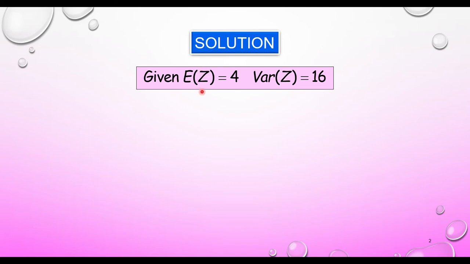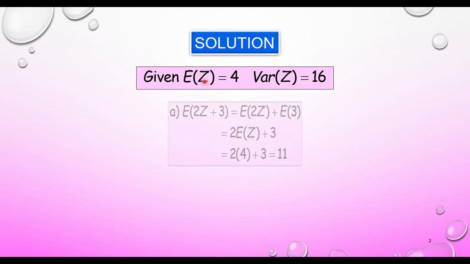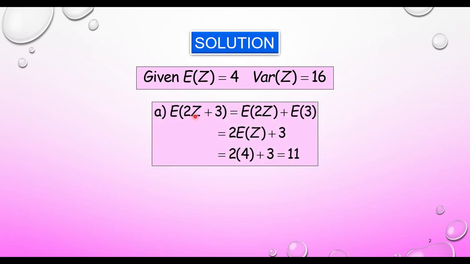Expected value for Z, or mean for Z, equals 4 and the variance for Z is 16. A, expected value for 2Z plus 3 can be written, by using properties, as expected value for 2Z plus expected value for 3. Then you bring out 2 here. 2 multiplied with expected value for Z, plus expected value for 3 is 3. So substitute 4 for expected value for Z. So 4 times 2 plus 3 and the answer is 11.